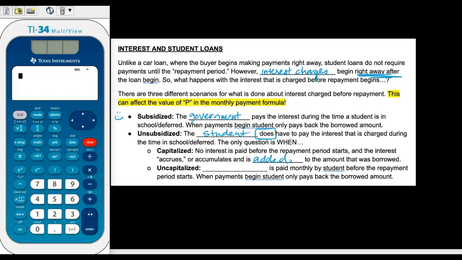The other option is uncapitalized interest, and this is when only interest is paid monthly by a student before the repayment period starts. That means while they're in school. While the student is in school, they're making payments just on their interest. And then when payments begin after they're finished with school, they don't have to worry about any interest prior to that point because they were making payments on it. Interest only starts accruing again at the point when they start making those monthly payments.